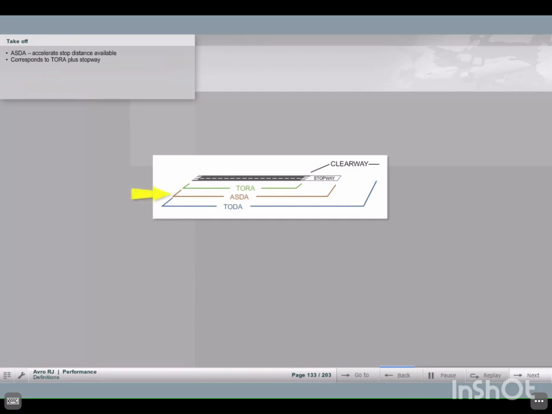Accelerated Stop Distance Available, ASDA, is the length of the takeoff run available, measured in the direction of takeoff, plus the length of stopway available. Takeoff distance available, TODA, is the length of the TORA measured in the direction of takeoff plus the length of any clearway.